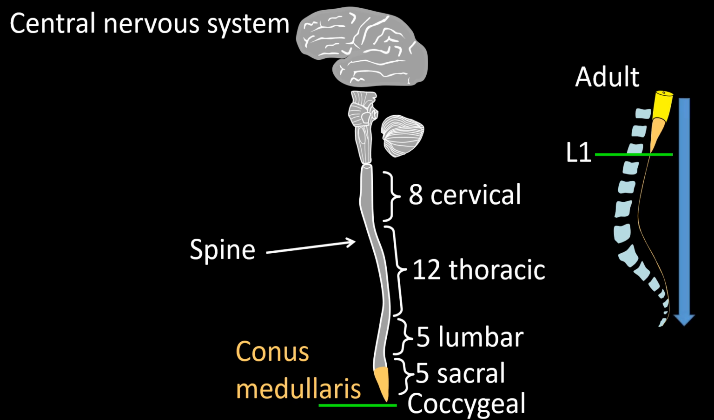Thus, the nerves arising from the conus medullaris and for some distance above it travel in the vertebral canal for some distance to reach their corresponding intervertebral foramina. This structure is called the cauda equina.